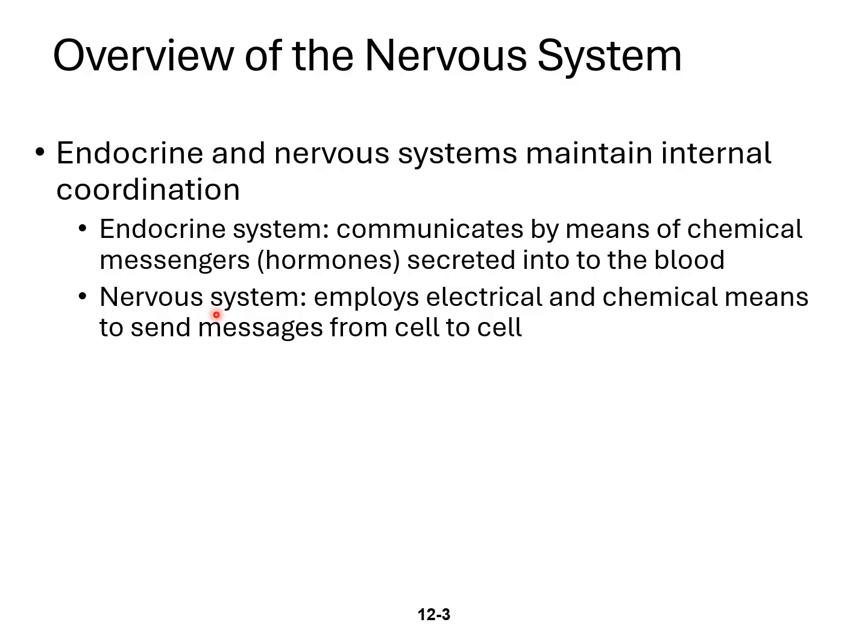Think of the nervous system as an on and off switch. Think of the endocrine system as more of, you tell somebody to turn the light on, you tell somebody to shut the light off, and whenever they actually turn the light on or shut the light off, that's when they're actually going to be doing the work.